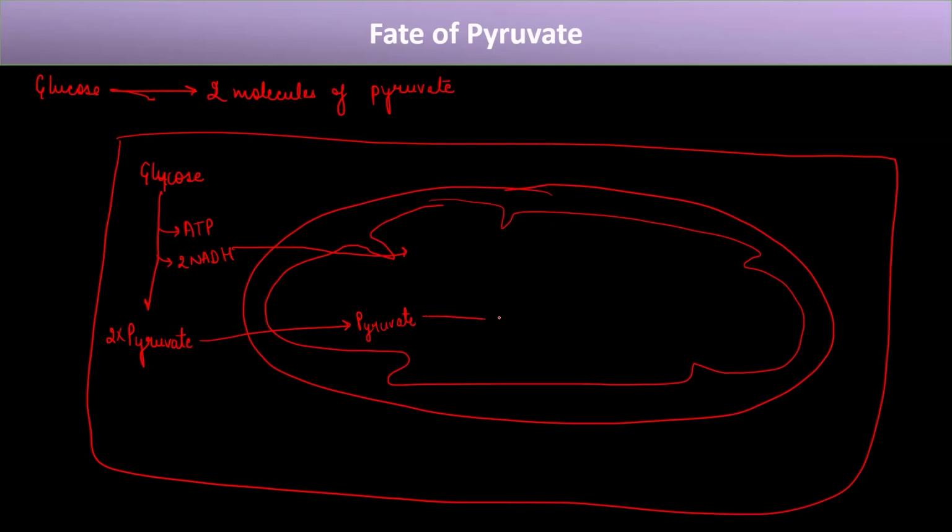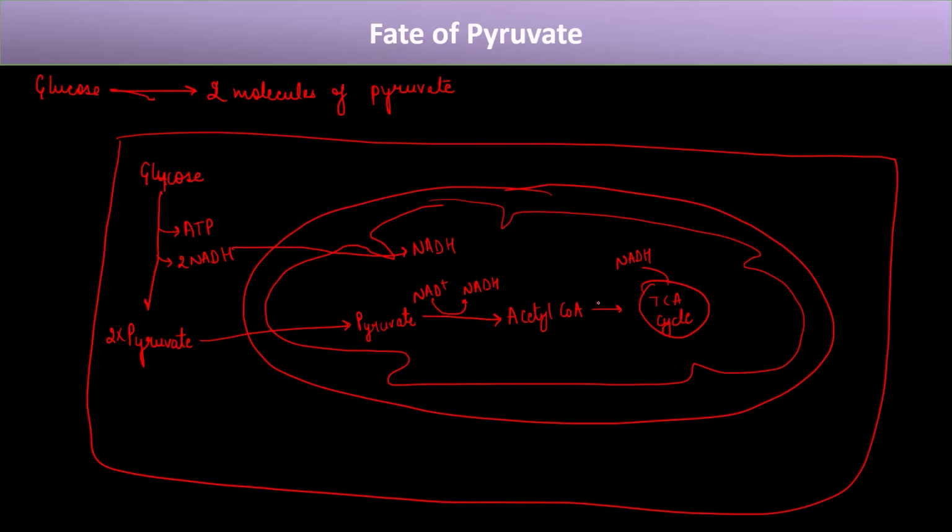And this pyruvate, once it enters into this mitochondria, gets converted into a compound known as acetyl-CoA. And here also, it utilizes NAD plus and leads to the production of NADH. So here we have this NADH. So what is this accumulation of NADH doing? And then this acetyl-CoA enters into the TCA cycle. We'll study about TCA cycle today. And here also the NADH are formed.